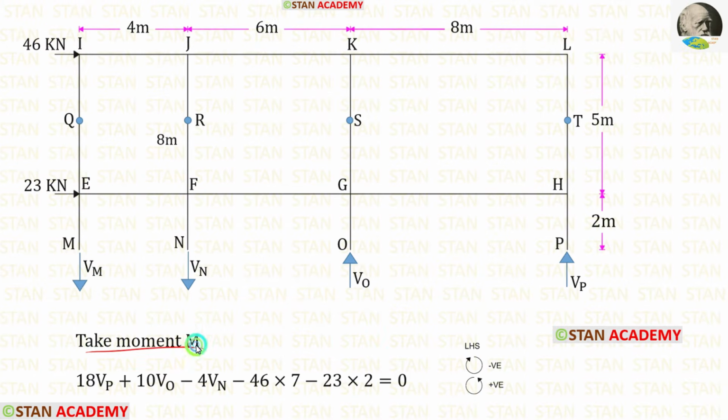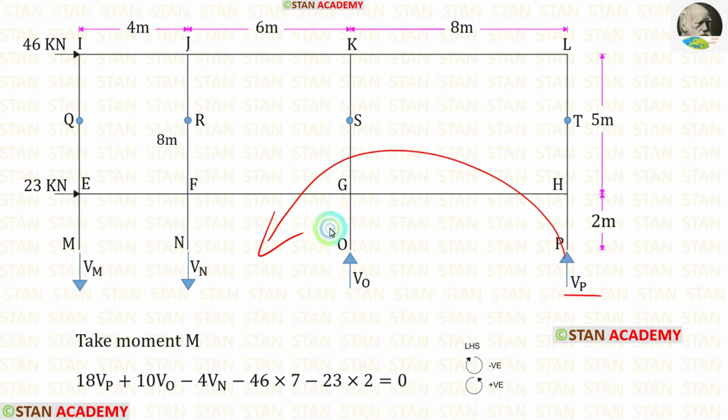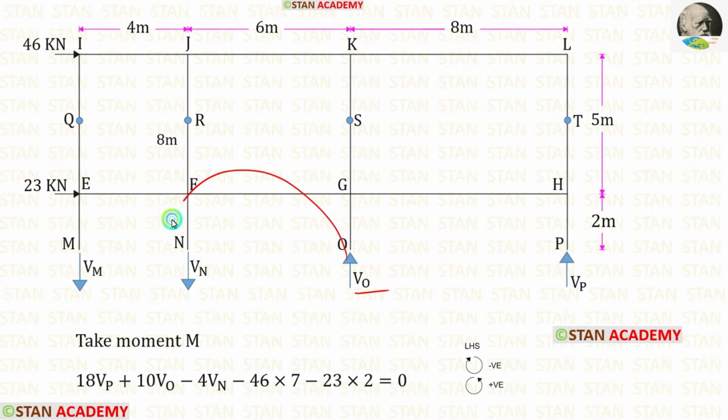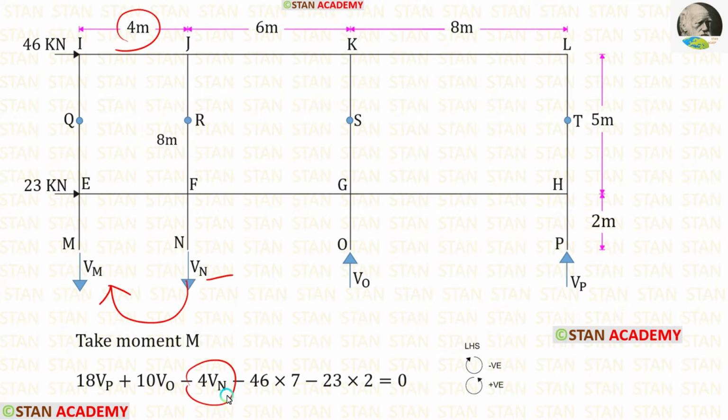Now let us take a moment about M. Vp is acting in the anti-clockwise direction, so it will be positive and the distance is 18, so 18 Vp. Vo is acting in the anti-clockwise direction, so that will be positive and the distance is 10, so 10 Vo. Vn is acting in the clockwise direction, so that will be negative and the distance is 4, so 4 Vn.